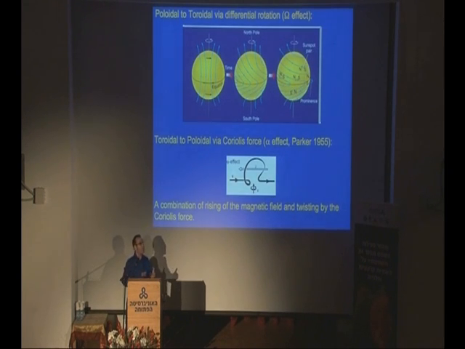And then how do we switch back from toroidal field to poloidal field? We have these flux tubes that rise to the surface, and because the sun is rotating, the Coriolis force twists them back like that. So they rise from the toroidal field, and then the Coriolis force twists them, so we can get back this poloidal topology. And the combination of the rising of the magnetic field with this twist tells us that we can get from azimuthal or toroidal field back to poloidal field.